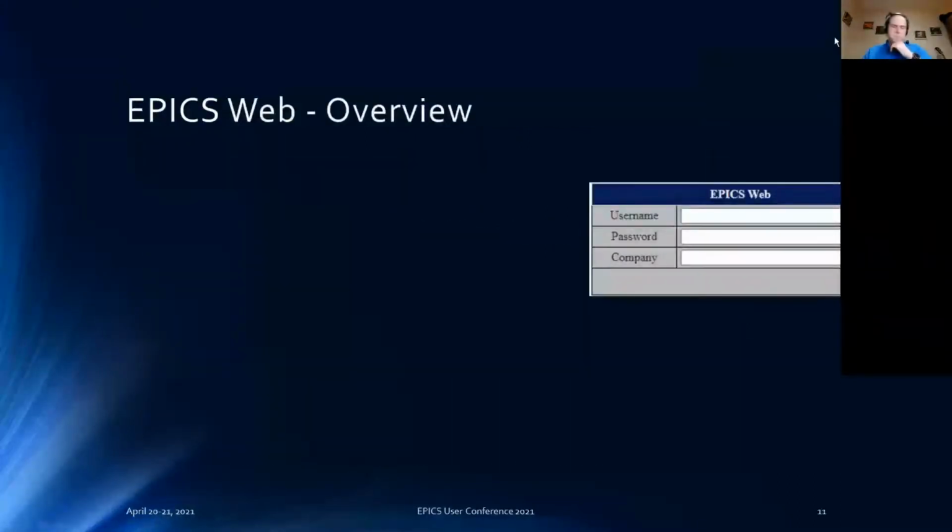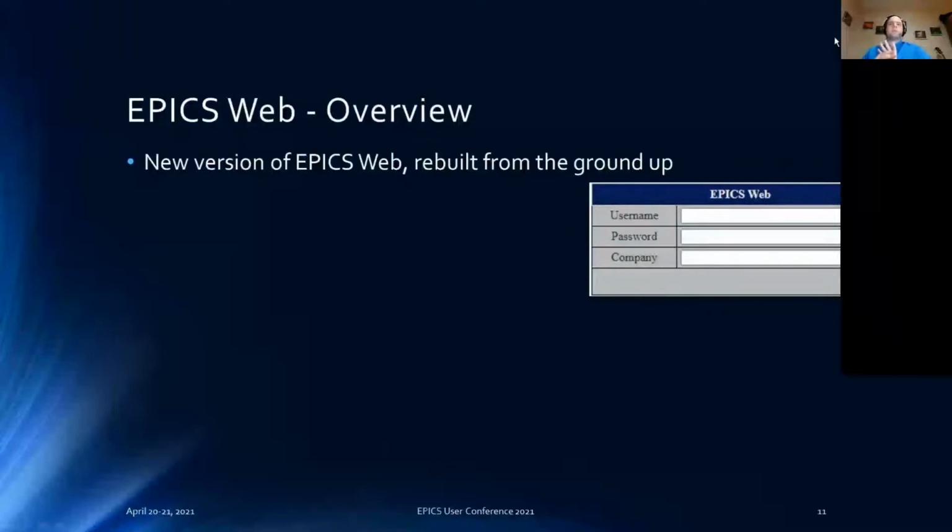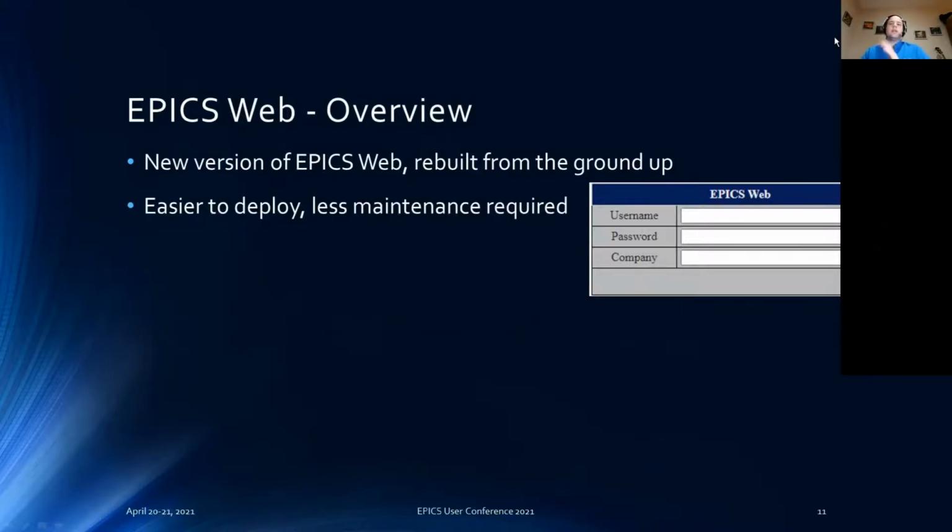So, EPICS Web. This is a new version of EPICS Web. We've talked about it in years past. We had an experimental version of this that was kind of slow, kind of clunky, very difficult to set up on other people's machines. It required a lot of finagling with network resources, a lot of tinkering with the firewall. The new version doesn't have any of that. It is much easier to deploy. It requires much less maintenance on your end.